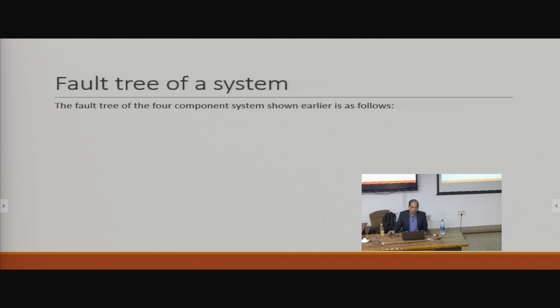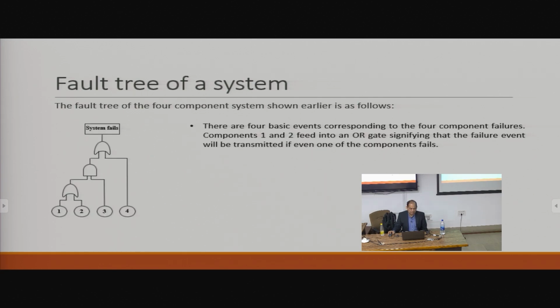So earlier I showed you the fault tree of the 4-component system. We can represent it in this fashion, right? So 4 basic events, which is component 1 fails, component 2 fails, component 3 fails, component 4 fails.